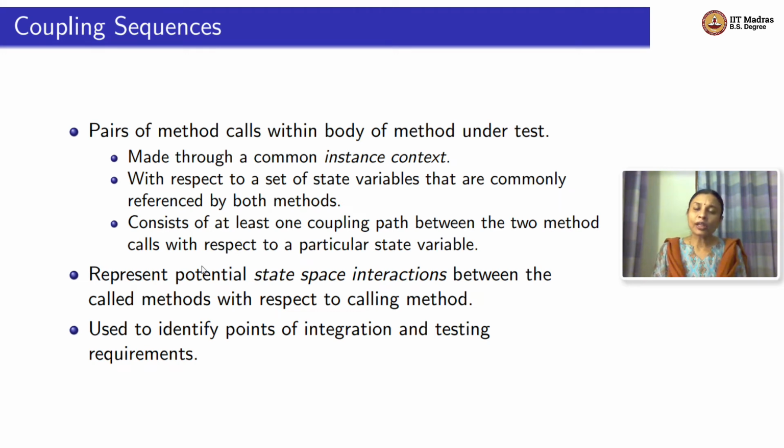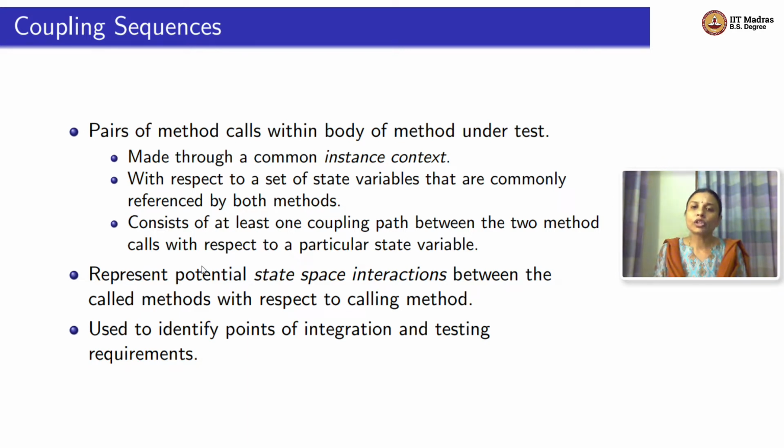Coupling sequences in general can be defined in several contexts, with or without object-oriented features. So they represent a pair of method calls for object-oriented programming. Let's say there is a method, let's call it f, and that is being tested. Inside that method, some more methods are being called. Consider a pair of method calls within the body of this method under test. This should be made through a common instance context as far as dynamic binding is concerned.